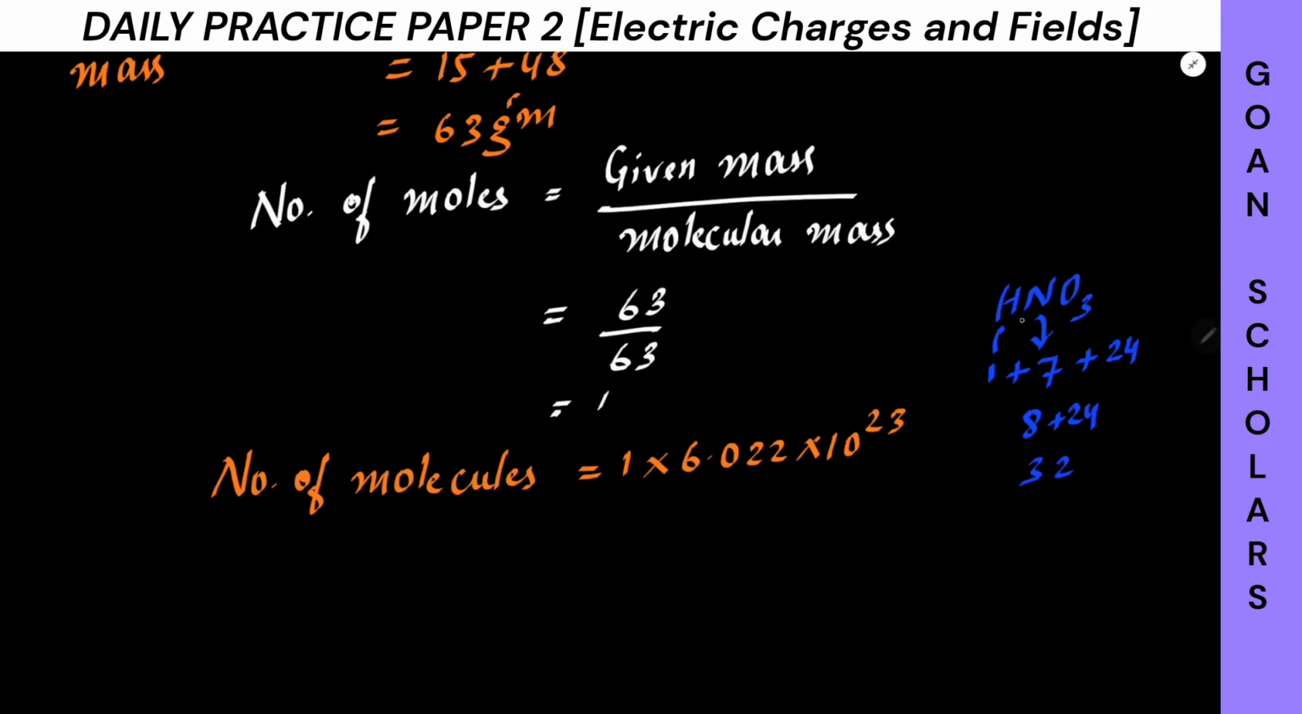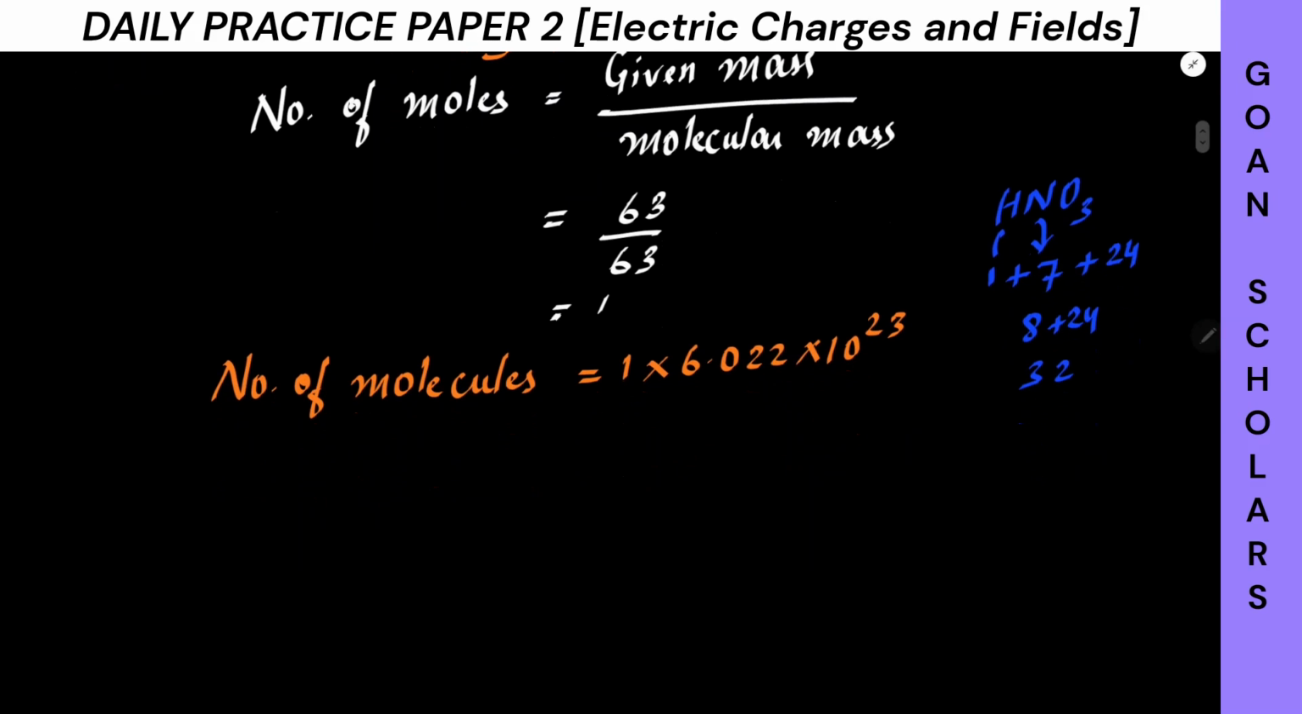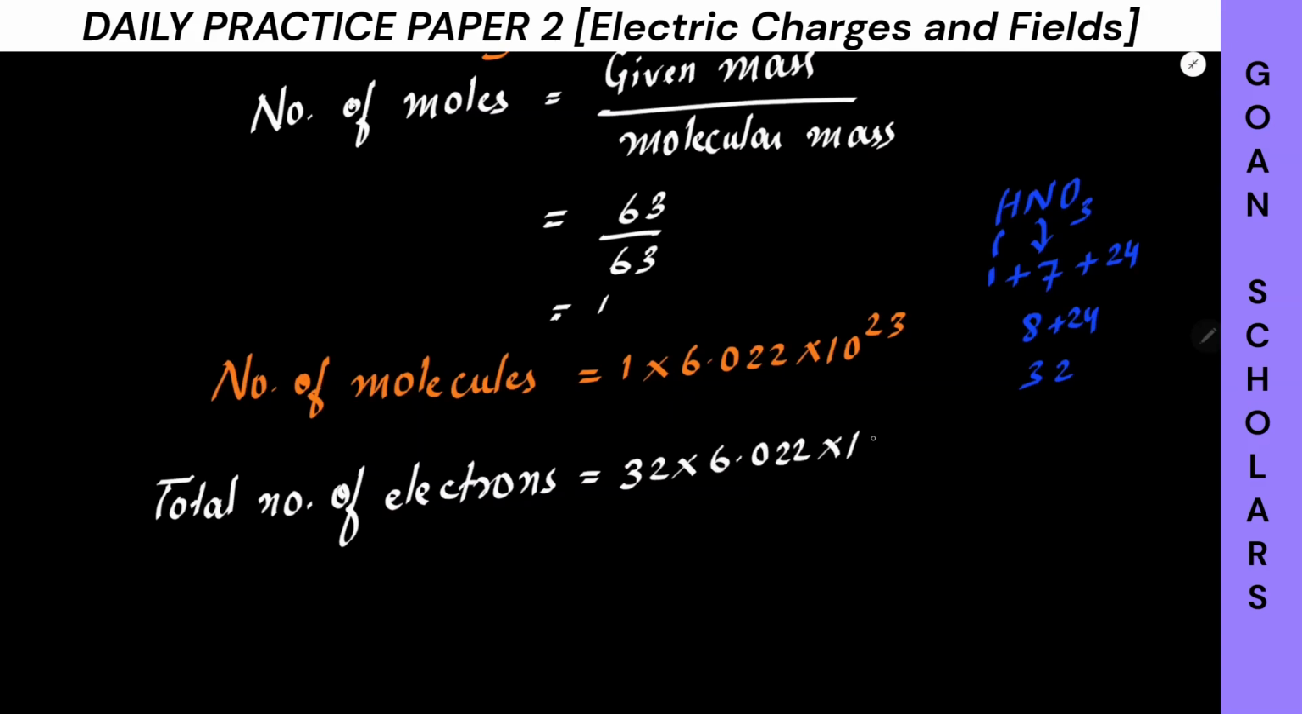Let me recheck. Hydrogen has 1, nitrogen has 7, and oxygen has 3 atoms, each contributing 8 electrons. Correct? So this gives you 32 electrons. Now the number of electrons per molecule is 32. Let's calculate the total number of electrons present in this number of molecules. Total electrons will be 32 into 1 into 6.022 into 10 to the power 23. Now what have we counted? We have counted the total number of electrons, right?